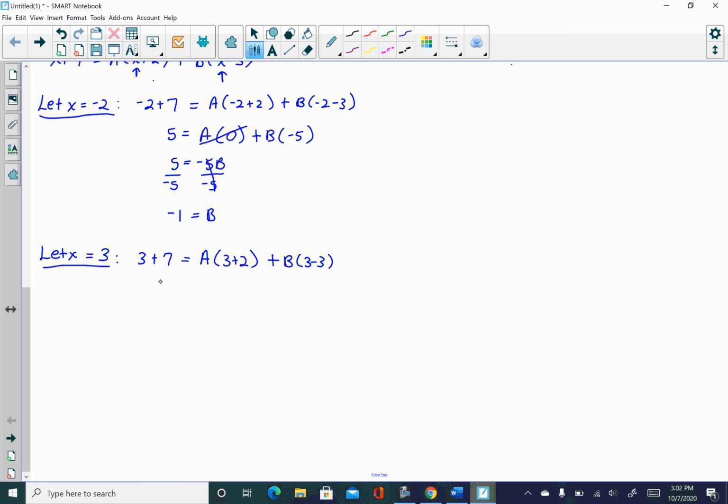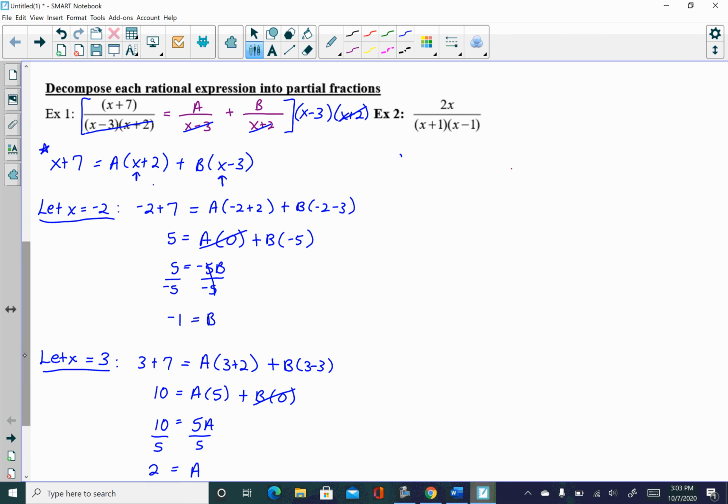Just keep going. 3 plus 7, of course, is 10. A times 5 plus B times 0. So the B goes away. So now I'm left with 10 equals 5A. Divide both sides by 5. So A equals 2.